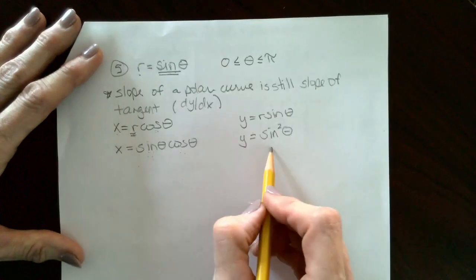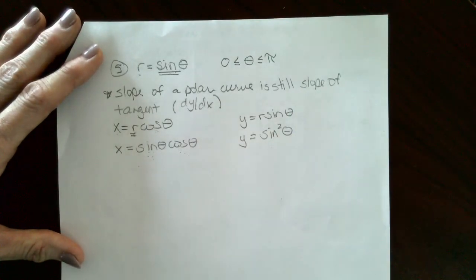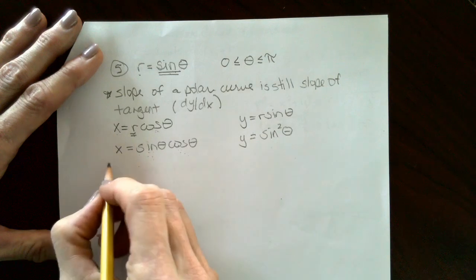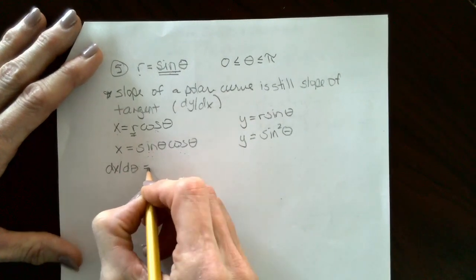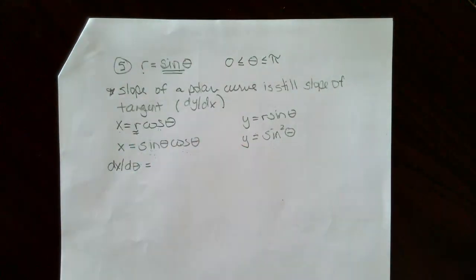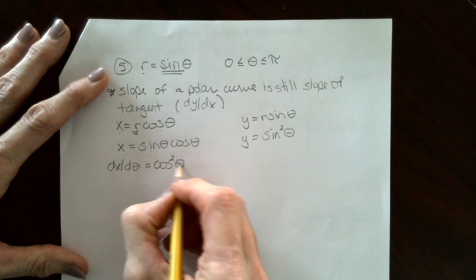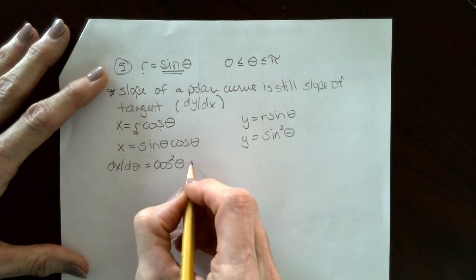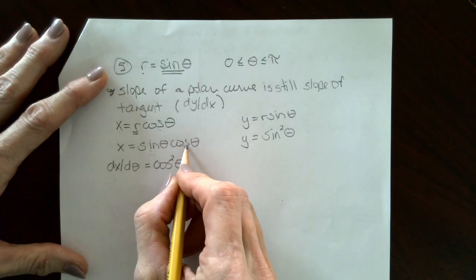Product rule. Well, you got chain rule, right? Because the sine, you got to pull the 2 down, and then the derivative of sine, right? Okay, so here we go. Work this out with me. dx/d theta is equal to derivative of the first times the second, so cosine squared, plus the first times the derivative of the second. That will give me negative sine squared.